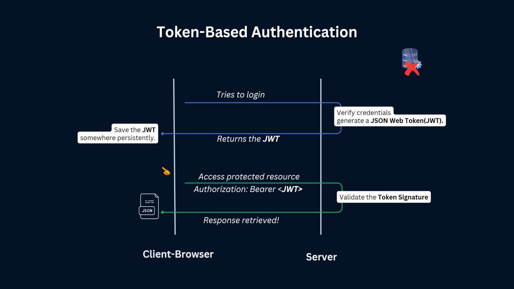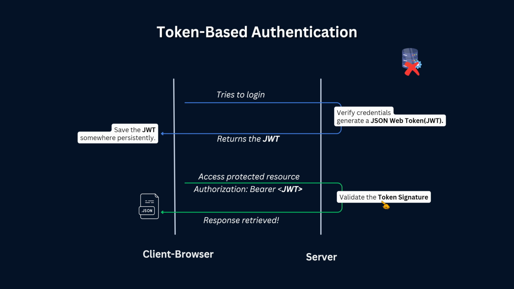And from there onwards, in order to access any protected resource from the server side, we have to pass the JWT inside the authorization header of the request, in which along with passing the JWT, we have to pass the prefix bearer. Don't worry about this, we'll be showing you how to send this JWT inside the request authorization header.